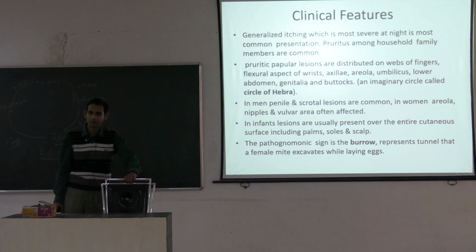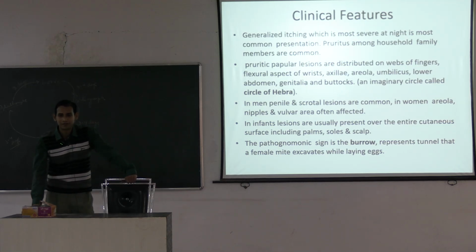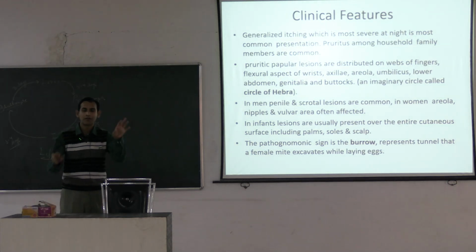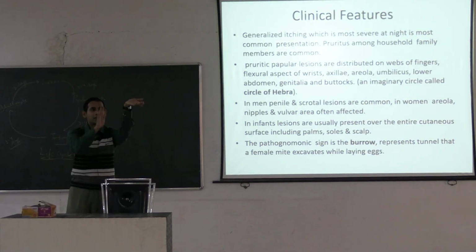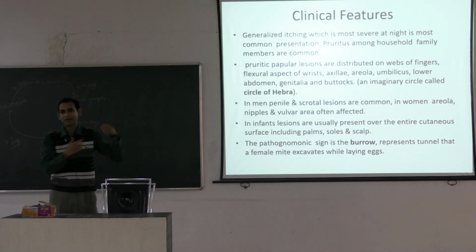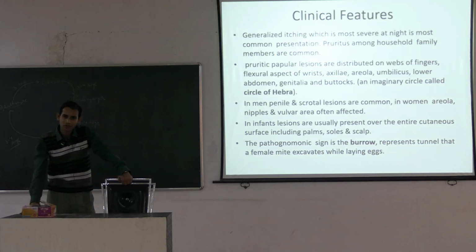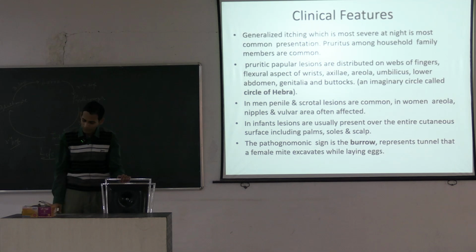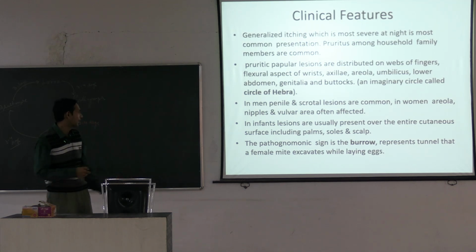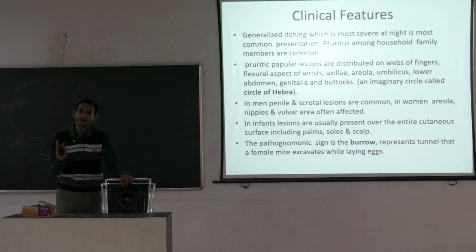So the distribution of the lesions are usually the pruritic papular lesion mainly distributed over the webs of the fingers, the flexural aspect of the wrist, the back of elbow, the axilla, nipple-areolar complex, around the umbilicus, lower abdomen, genitalia and buttock, produces a bilateral symmetrical pattern and imaginary circle known as circle of Hebra. This is the most important. So the distribution of the lesions is most important.